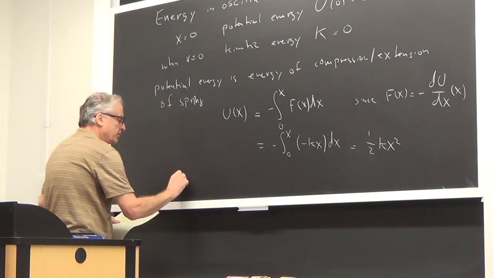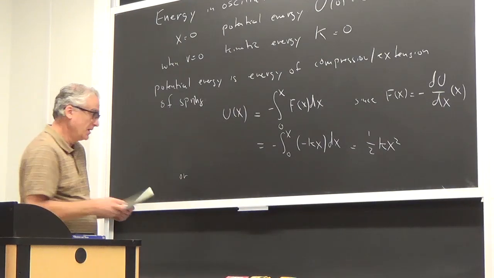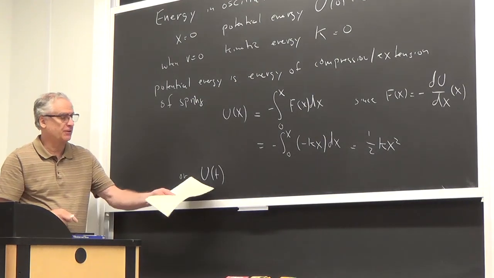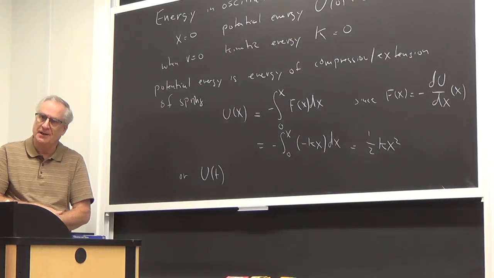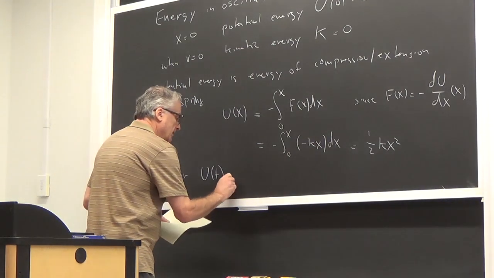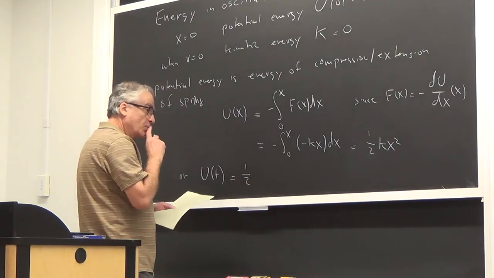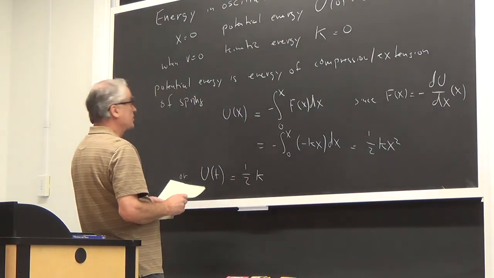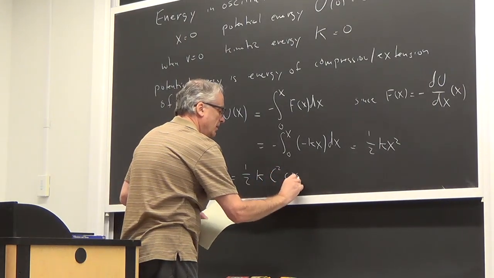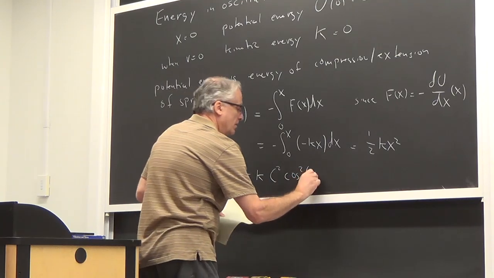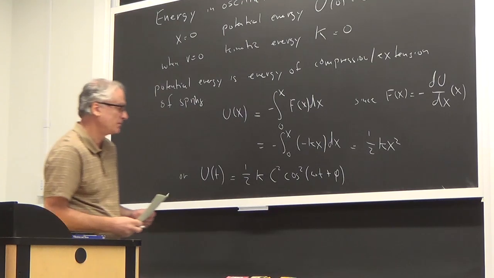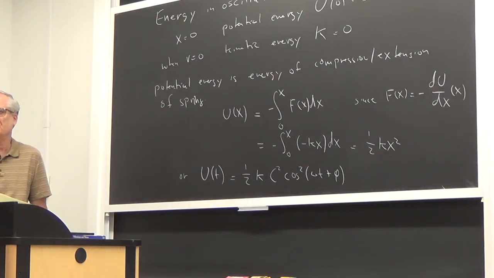Or if I plug in what x is as a function of time, being a little sloppy with my notation, I can write the potential energy as a function of time, using the same symbol for potential energy, is 1/2 k times x squared. So I wrote x up there, so now I use it: A squared cosine squared of omega t plus phi. So that's my potential energy as a function of time.